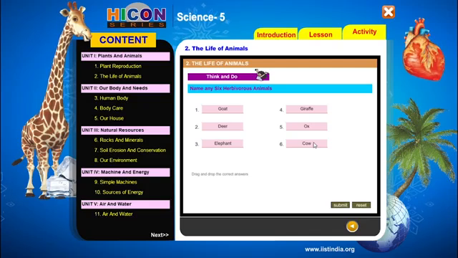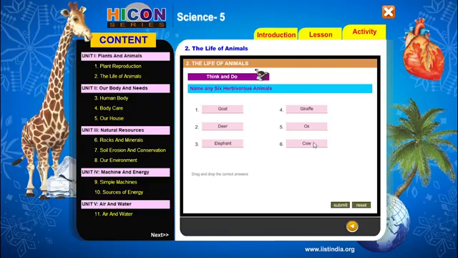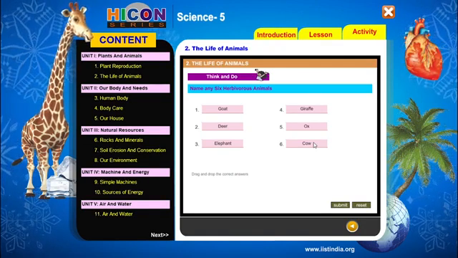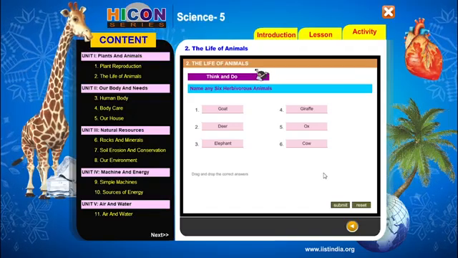Children, there are some more examples for herbivores. You can also write the names of those animals, like sheep, deer, horses. All these are examples for herbivores. So children, the activity part in this lesson is completed.